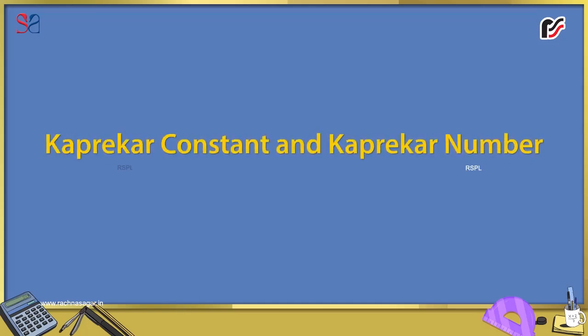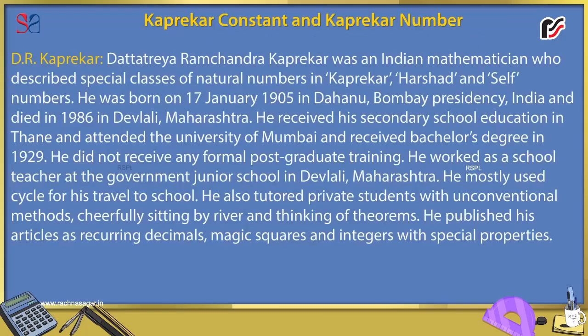Kaprekar constant and Kaprekar number. Dr. Kaprekar. Dattatreya Ramchandra Kaprekar was an Indian mathematician who described special classes of natural numbers such as Kaprekar, Harshad and self numbers. He was born on 17th January 1905 in Dahanu, Mumbai Presidency, India, and died in 1986 in Devlali, Maharashtra.